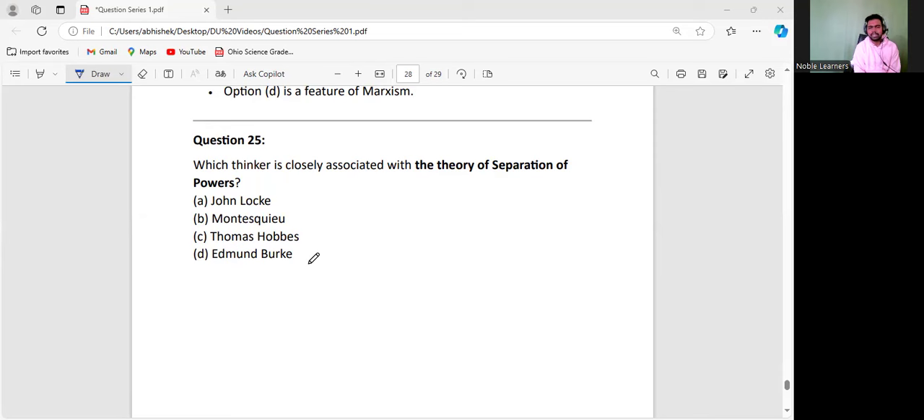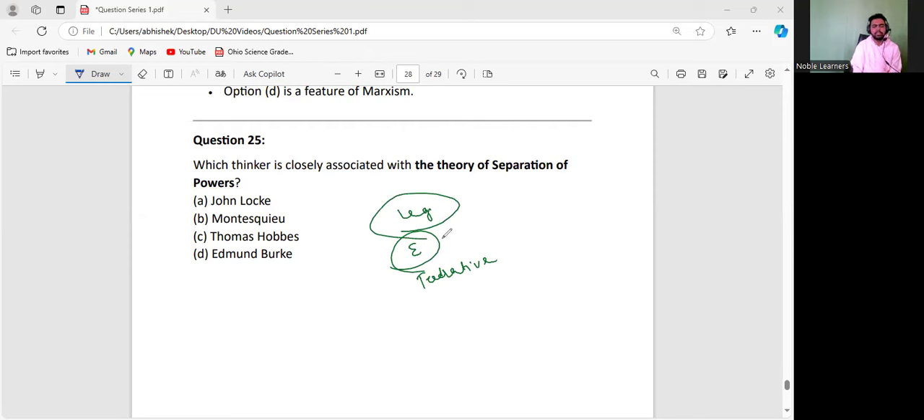Actually, Montesquieu is the correct answer for this because he is associated with the separation of power. Also, one of the books very important, which is associated with him, The Spirit of Laws. One more thing, it was not Montesquieu who gave the concept of separation of power for the first time. It was John Locke who gave the separation of power for the first time. But the three organs of government identified by John Locke were legislature, executive, and federative. So federative was associated with maintaining foreign relations, executive executing the law, legislature making the law.